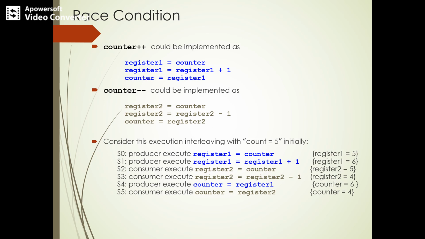So what is this race condition? You have observed the code for producer and consumer. What happens when two processes are executing concurrently is that, let's say counter++ is implemented, right? We have seen counter++ being incremented. Suppose the counter value was 5. If the producer executes the statement counter++ and the consumer executes counter--, and this happens concurrently, what would be the result?